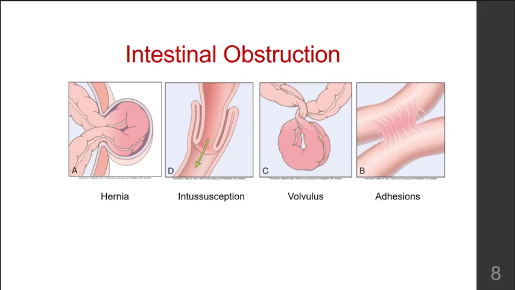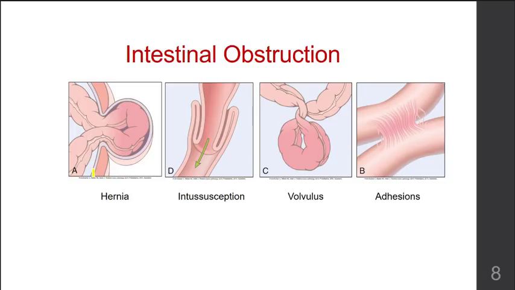Our next topic is intestinal obstruction. There are 4 main types of intestinal obstruction, and they are hernia, intussusception, volvulus, and adhesions. Hernia, to start with, is an outpouching of the small bowel. So the small bowel can protrude into an area that it's not supposed to be, usually through a weak area of the abdominal wall that allows for the passage.